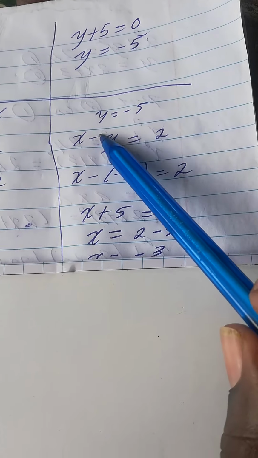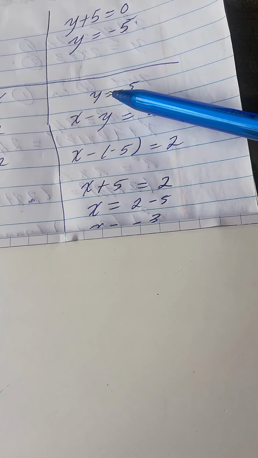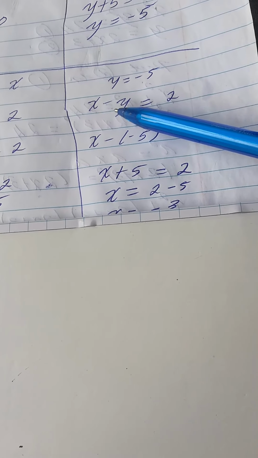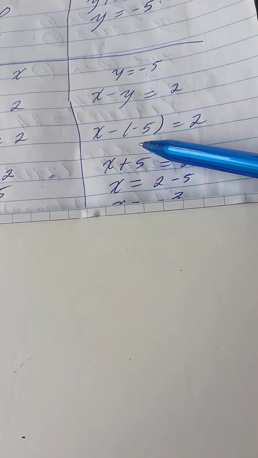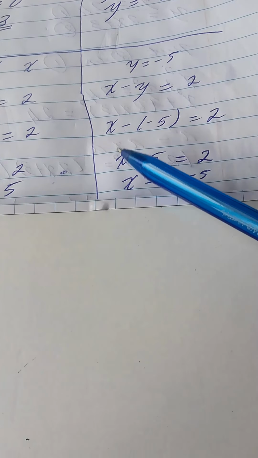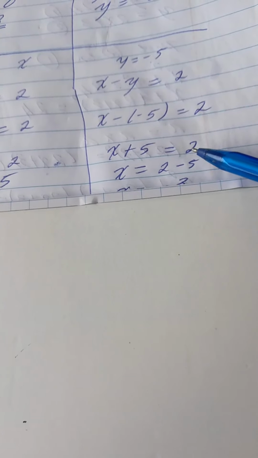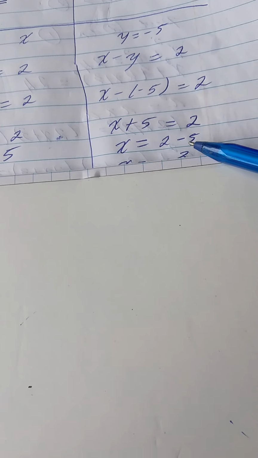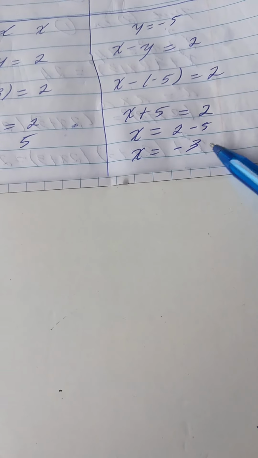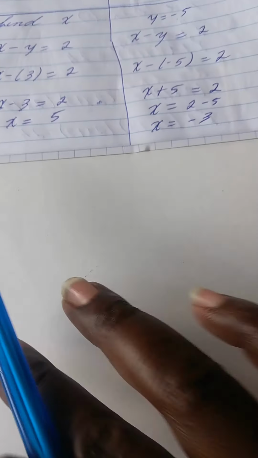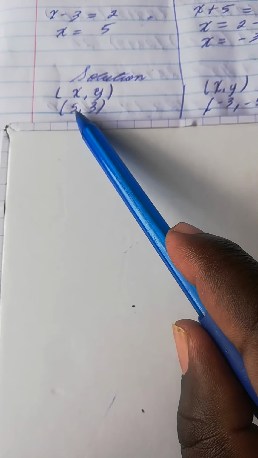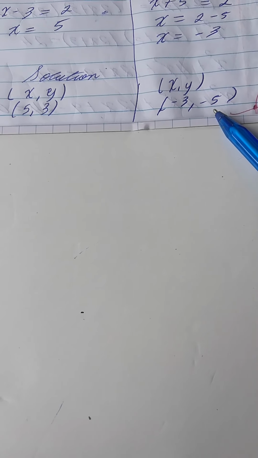On this side, same equation, but now we're checking to see if y is equal to minus 5, what would be the answer? So we have x minus, and remember y is minus 5, so we put it in the bracket, is equal to 2. We work out the brackets: a negative and a negative give me a positive. So x plus 5 is equal to 2, x is equal to 2 minus 5. When this is transposed, the sign changes, and we know that 2 minus 5 is equal to minus 3. So those are the solutions. When x is 5, y is 3, and when x is minus 3, y is minus 5.